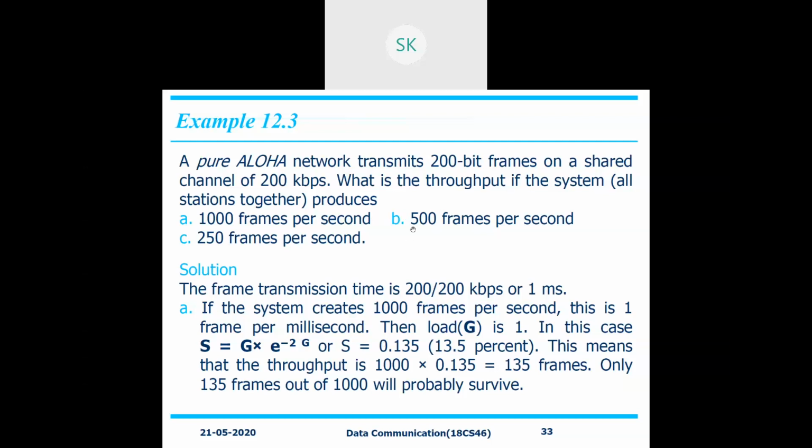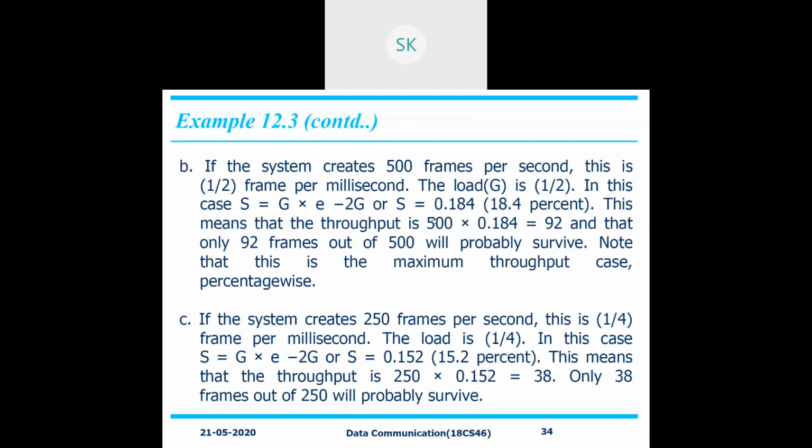Understanding it? Similarly, with respect to 500, G becomes 1 by 2 of it. That is, half of it will be reduced. So 1000 frames for 1 means 500 frames, the load will be 1 by 2. 250 frames, 1 by 4. Depending on that, you'll get the value. So 500 into 0.184, that is 92 frames will survive. And this is the maximum throughput case percentage wise.